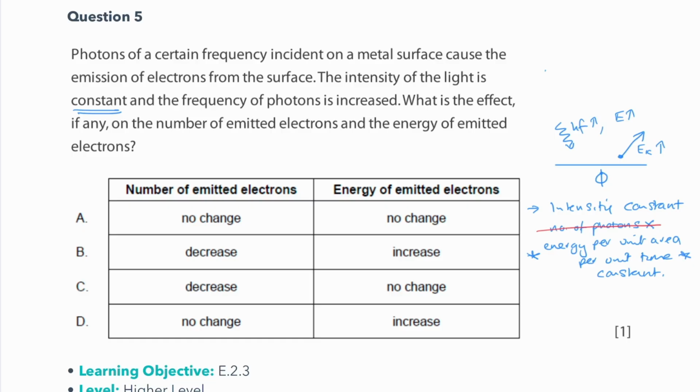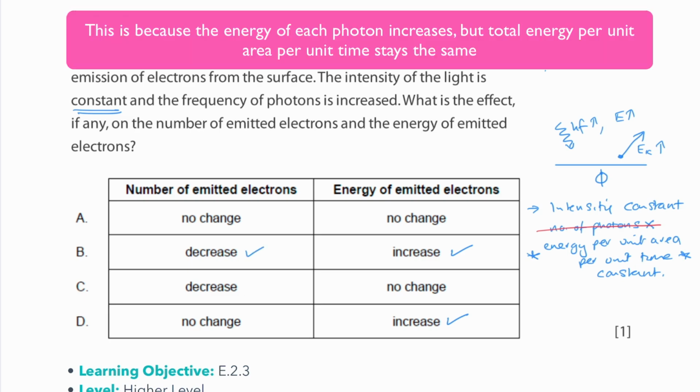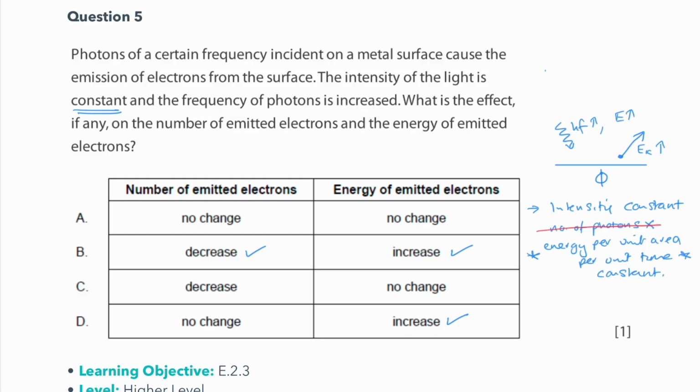Well, we know that the energy of the emitted electron is going to increase, so we want to tick that. The intensity of the light is constant, but that doesn't mean that the number of photons is constant. It means that the energy per unit area per unit time is constant. So that actually means that the number of emitted electrons decreases. So the answer is B. We're going to take this concept and apply it to the next question as well.